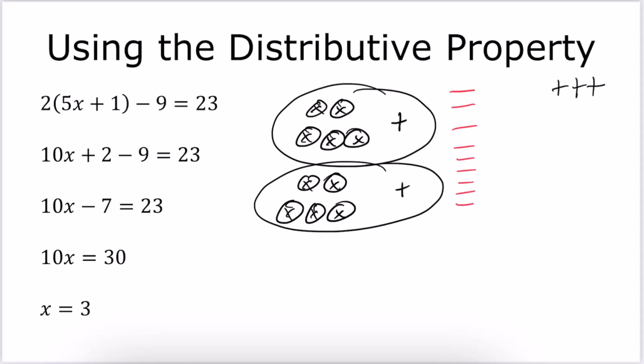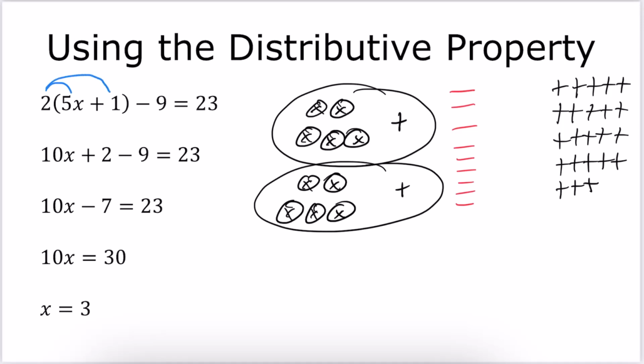So 1, 2, 3, 4, 5, 6, 7, 8, 9, 10, 11, 12, 13, 14, 15, 16, 17, 18, 19, 20, and then 23. Looks like that. If I were to use the distributive property, I could distribute this multiplication by 2 to both of the terms inside of the parentheses. And basically what that's doing is it's combining all of these x's together, and it's combining these positives together. And what that gives me is 10 x's on 2 positives and 9 negatives.